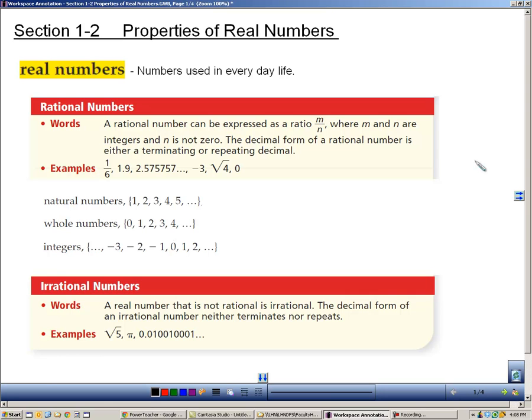Section 1.2 is about the properties of real numbers. Let's start by discussing what a real number is. It's a number that you use in everyday life. Basically, a real number is almost anything that you can think of, and it's made up of some other types of numbers that you've seen in the past.